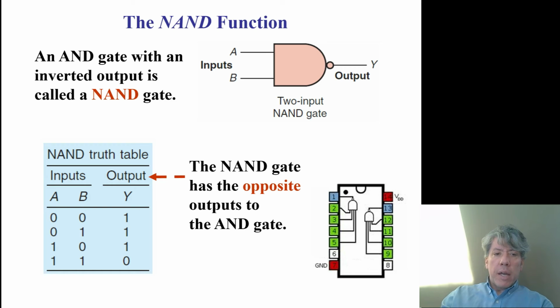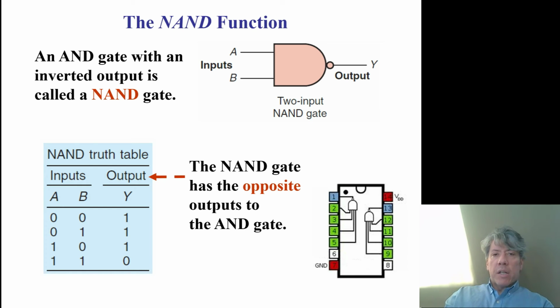So A and B, if we take 0 and 0 is 0, inverse of that is 1, so there's our first row in the truth table. 0 and 1 is 0, inverse of that is 1. 1 and 0 is 0, the inverse of that is 1. 1 and 1 is 1, the inverse of that is 0.